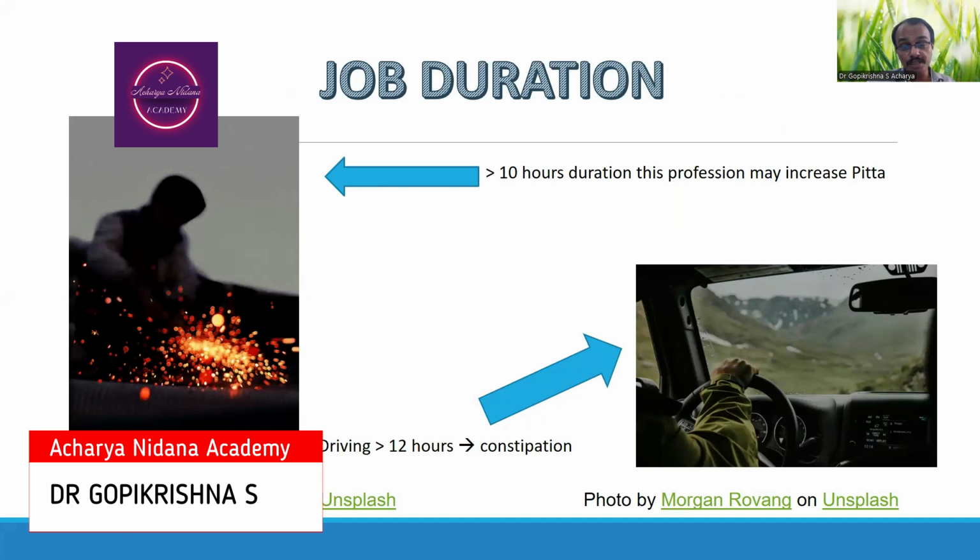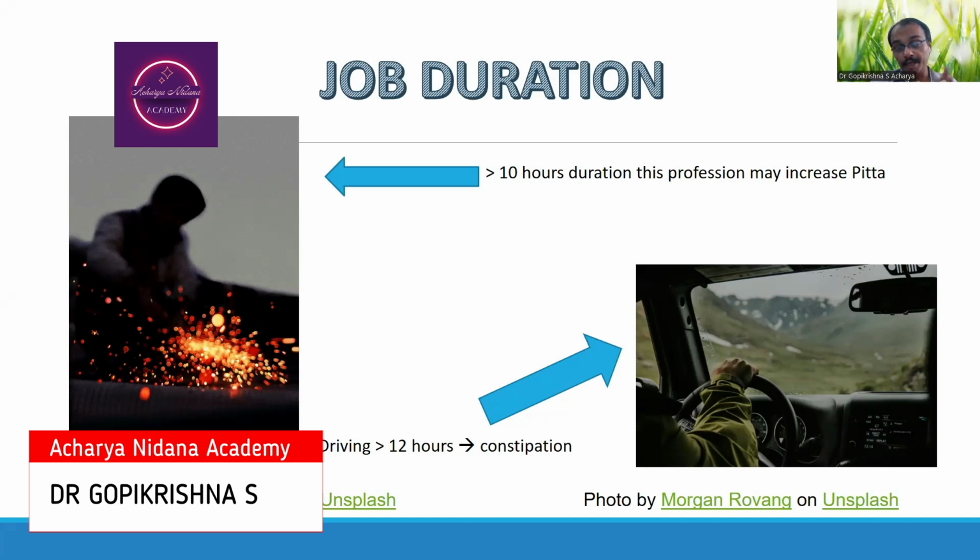As far as job duration is concerned, see this particular image, he is doing welding. That means he is welding metals. So if he works for a duration of more than 10 hours, definitely he is more prone to exposure to Ushna Guna. Thereby, the person may have Pitta dominant disease.